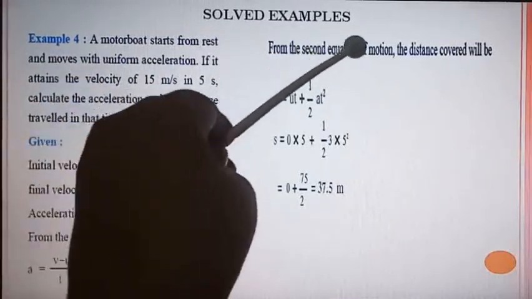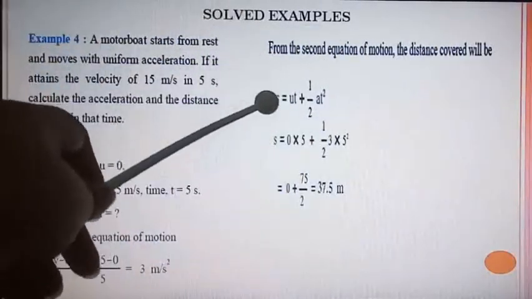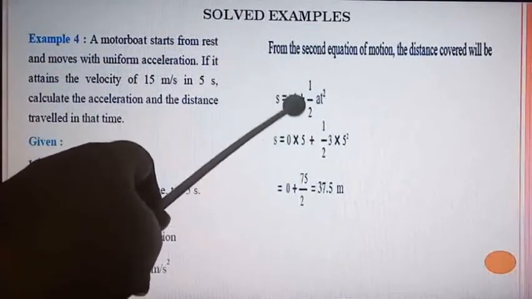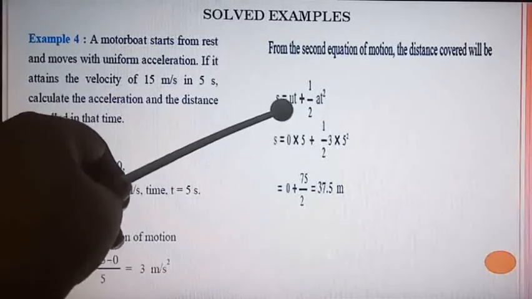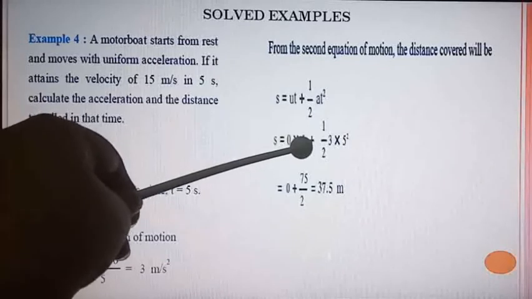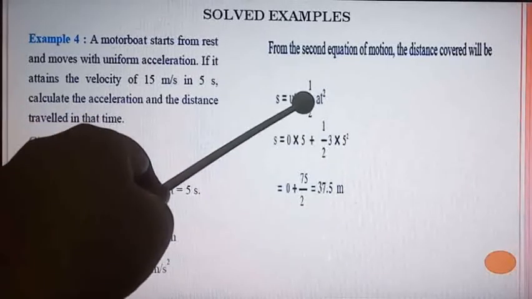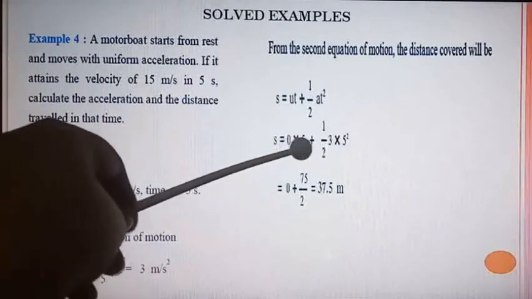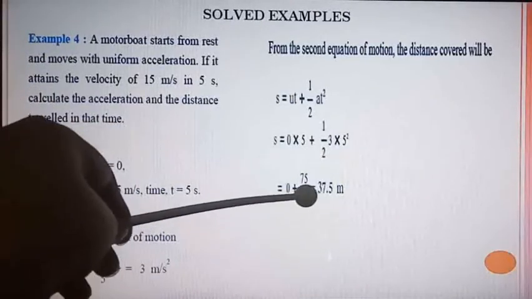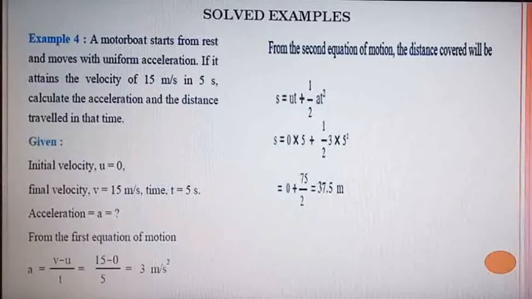From the second equation of motion, the distance covered will be s is equal to ut plus half at square. So s is what? 0 multiplied by t, 0, plus half multiplied by a, which is 3, multiplied by 5 square. When you substitute the values and do the calculations, you will get it as 37.5 meters.